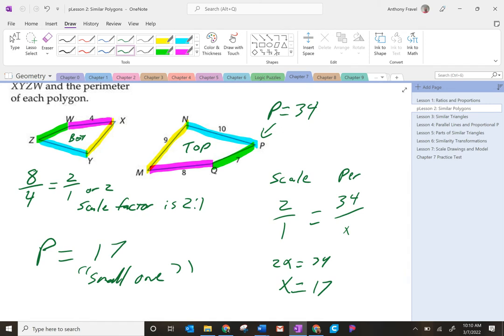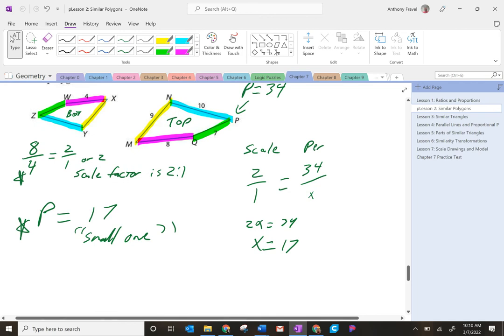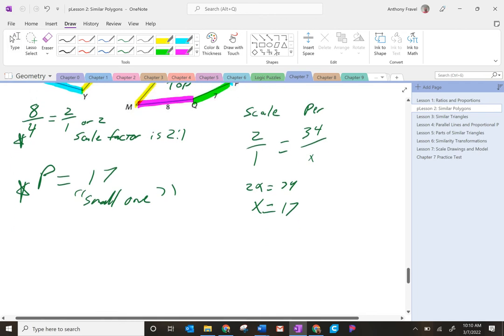Again, I could have gone through and done every single one of those and say, all right, well, this one is half the size. So divide by 2, divide by 2, divide by 2. This would have been a 4.5, 5, and then 3.5, and added them all up that way. But because I already have the perimeter, it's going to be the exact same scale factor. Okay, so here's scale factor. Here's a perimeter. Good?